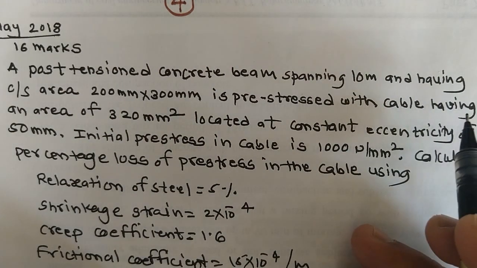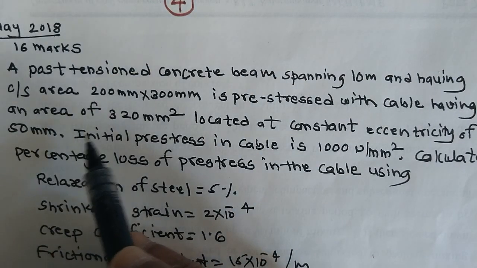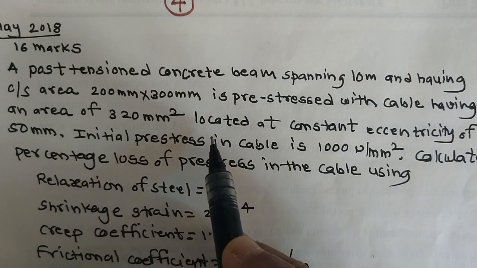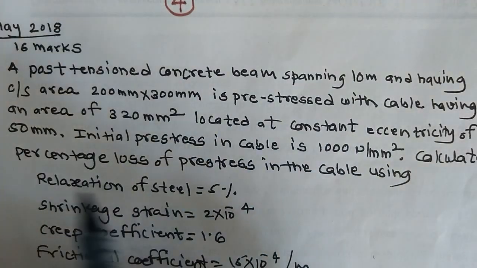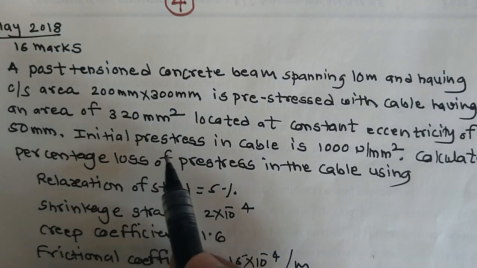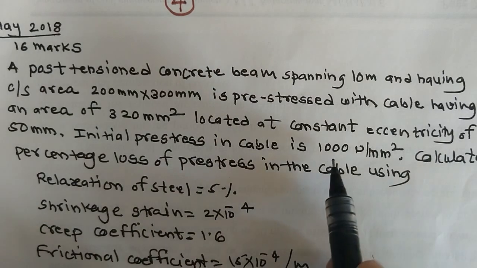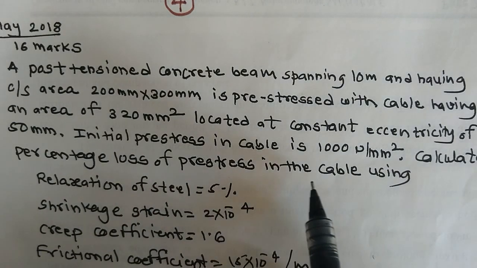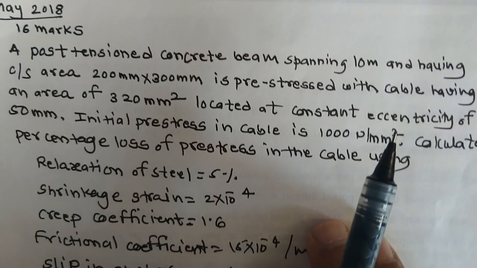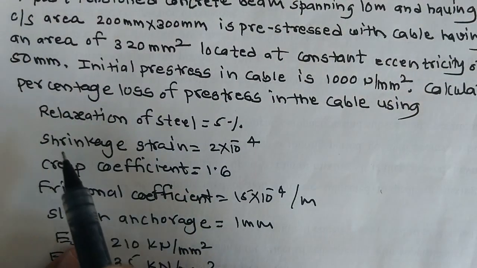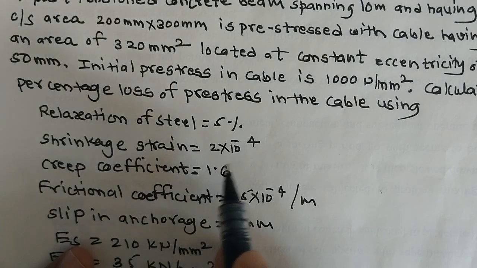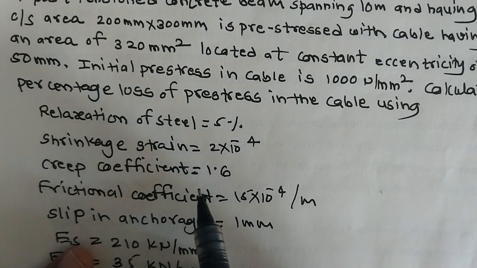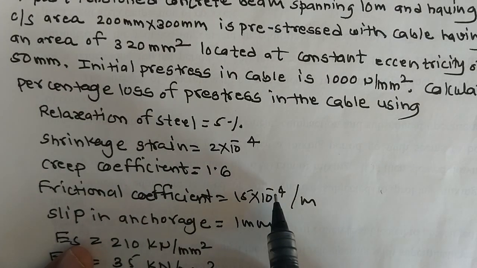with cable having an area of 320 mm square located at constant eccentricity of 50 mm. Initial pre-stress in cable is 1000 Newton per mm square. Calculate percentage loss of pre-stress in the cable using relaxation of steel equal to 5%. Shrinkage strain is equal to 2 into 10 raised to minus 4. Creep coefficient is equal to 1.6. Frictional coefficient is equal to 15 into 10 raised to minus 4 per meter.